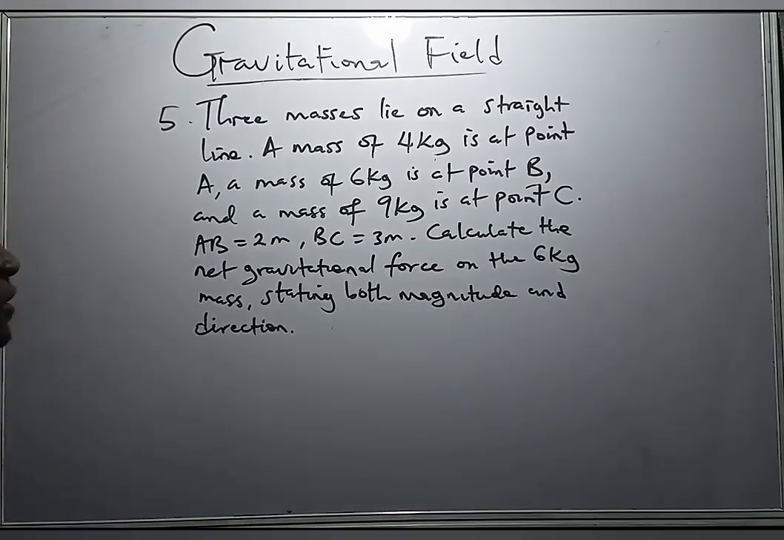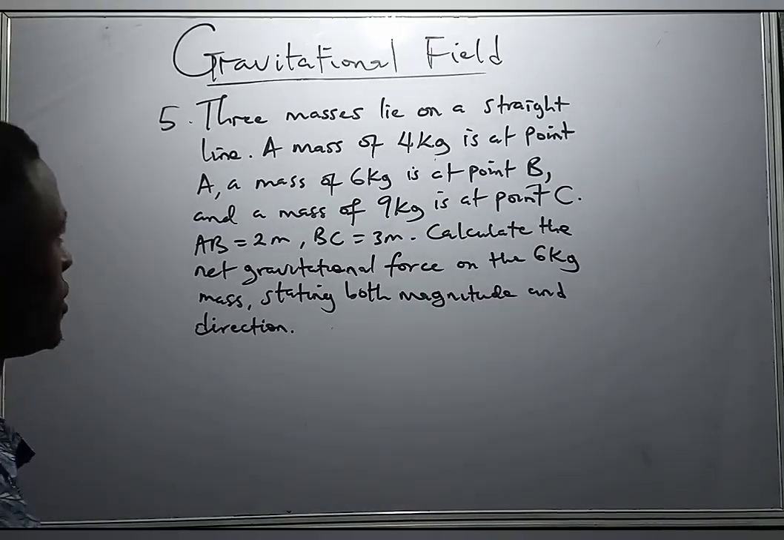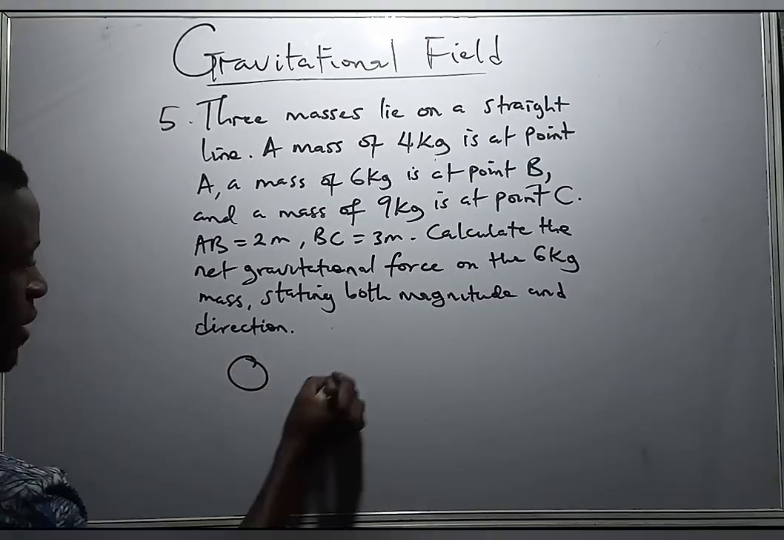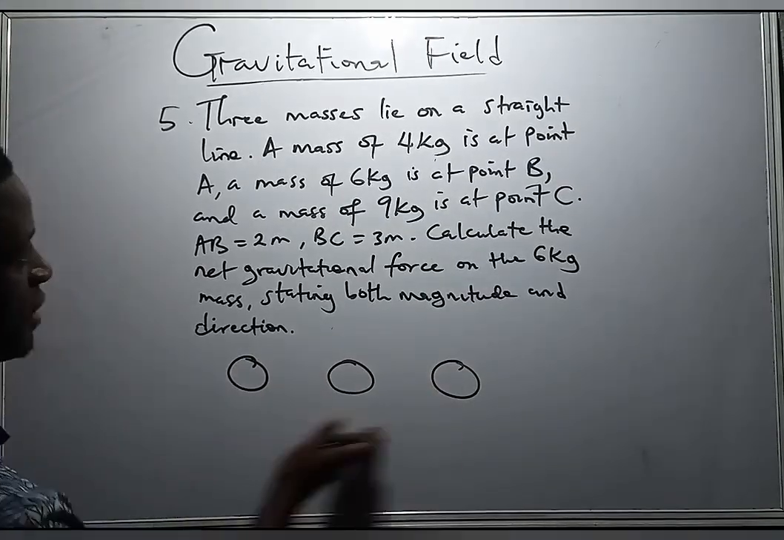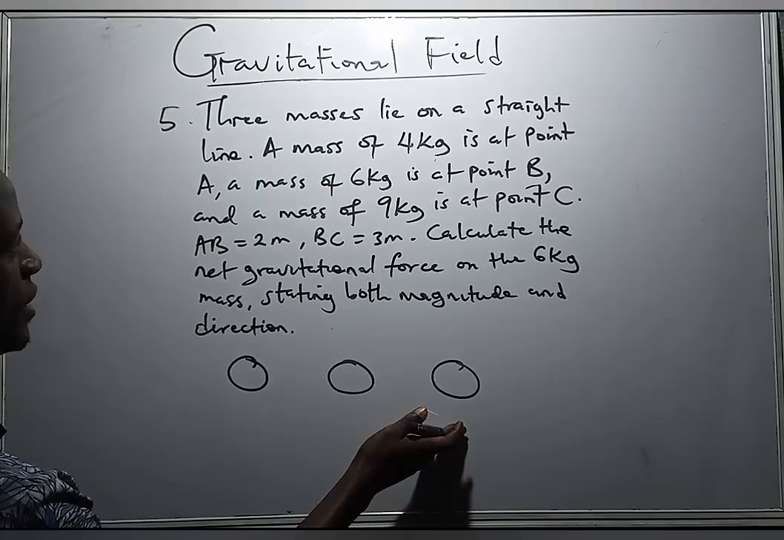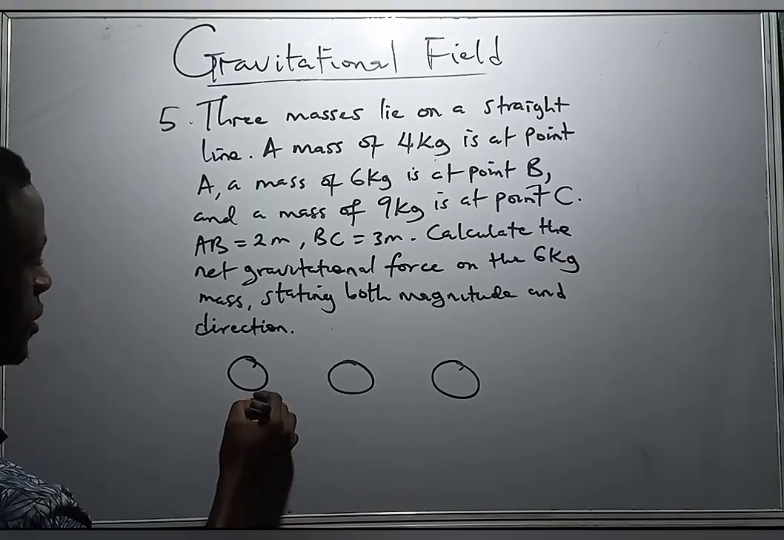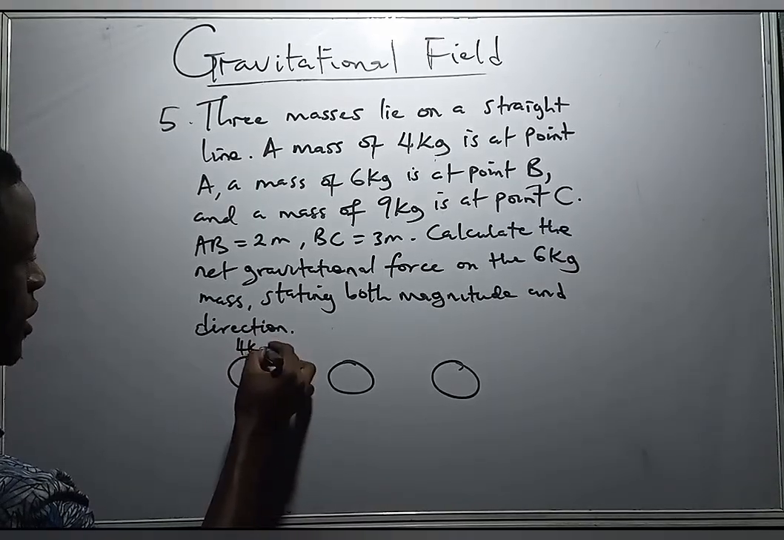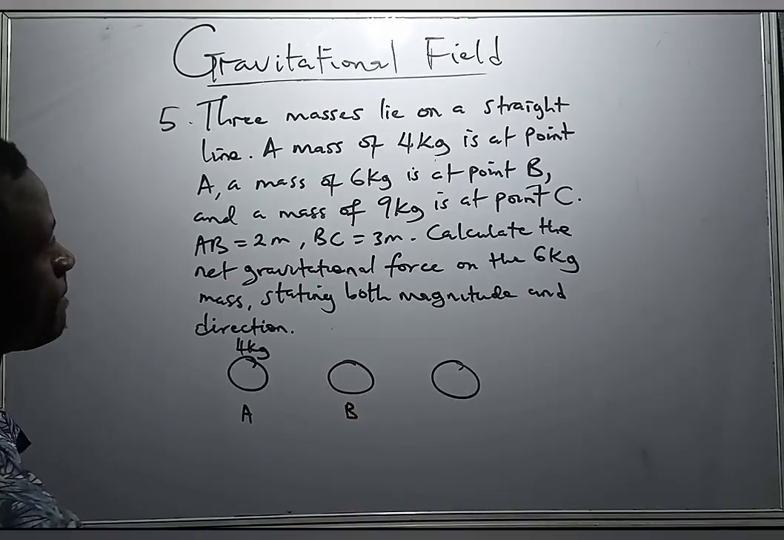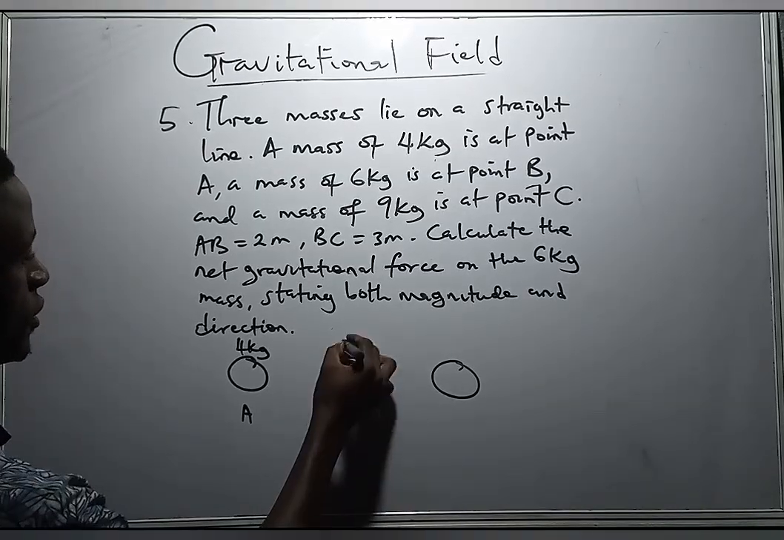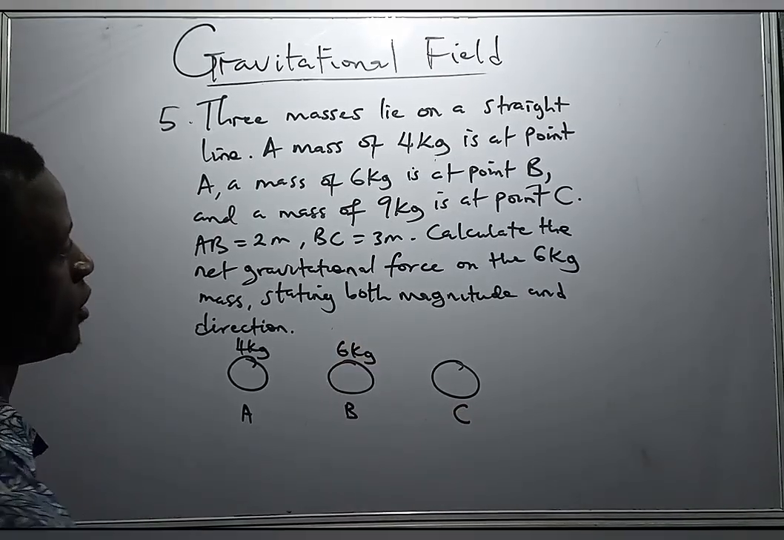It says 3 masses lie on a straight line. So we have 3 masses side by side on a straight line. A mass of 4 kg at point A, this is point A, and this one is 4 kg. This is point B, 6 kg. Point C is 9 kg.